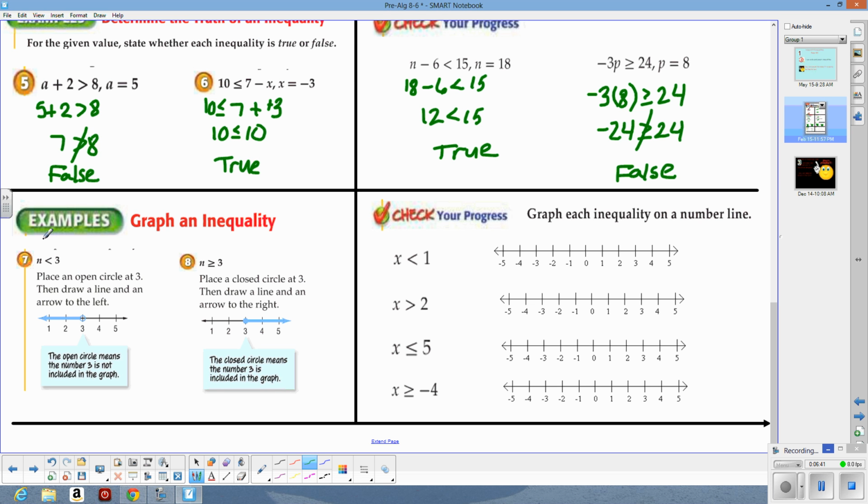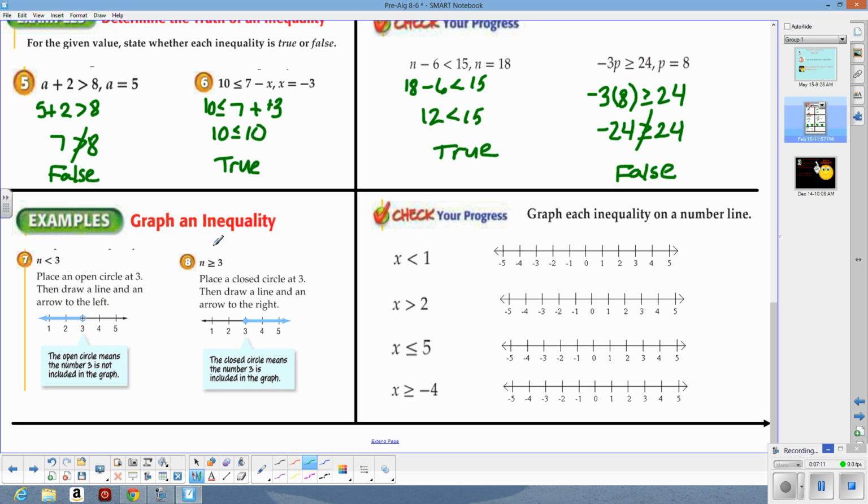For example, number 7, if you wanted to graph the numbers n that are less than 3, you would want to put a circle on 3 on your number line, and then make a heavy arrow to the left showing that all the numbers to the left of 3 are solutions to this inequality. Basically, any number on our number line that falls within this arrow here would be a solution to this inequality.